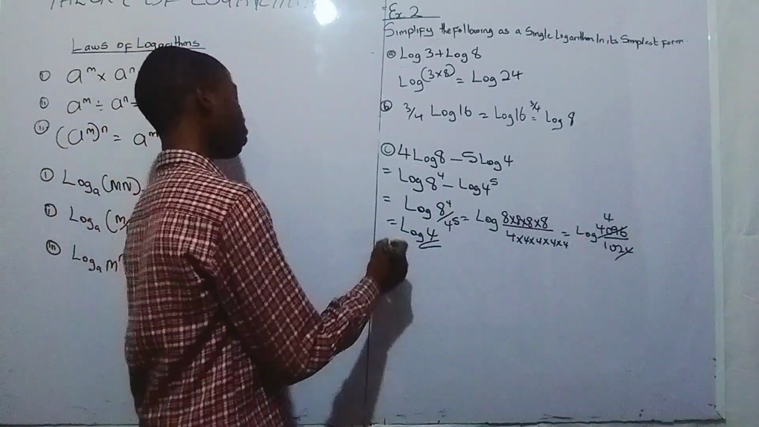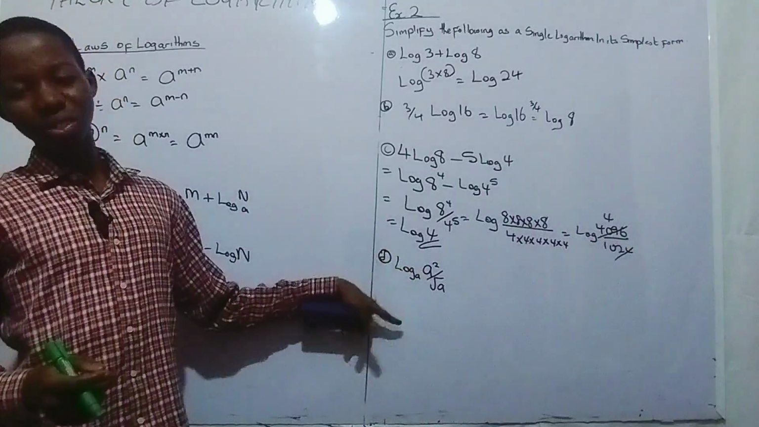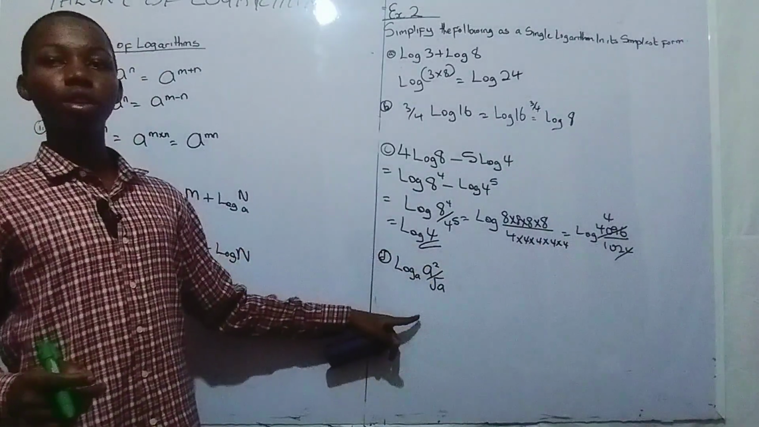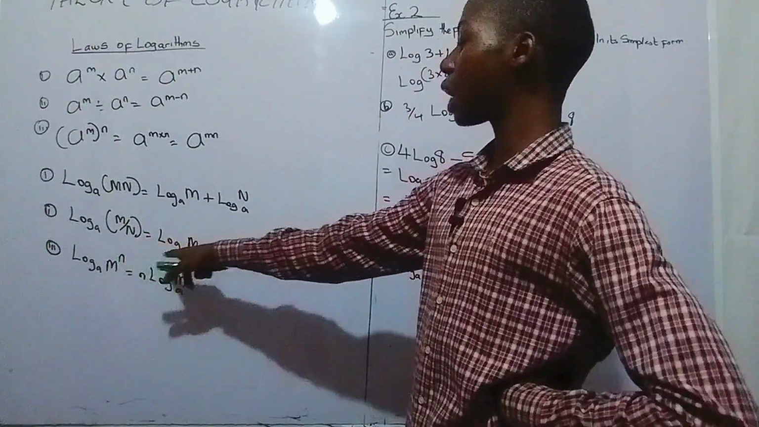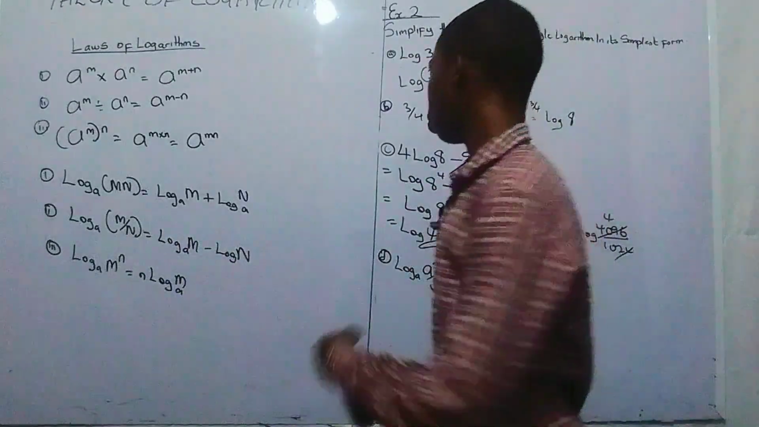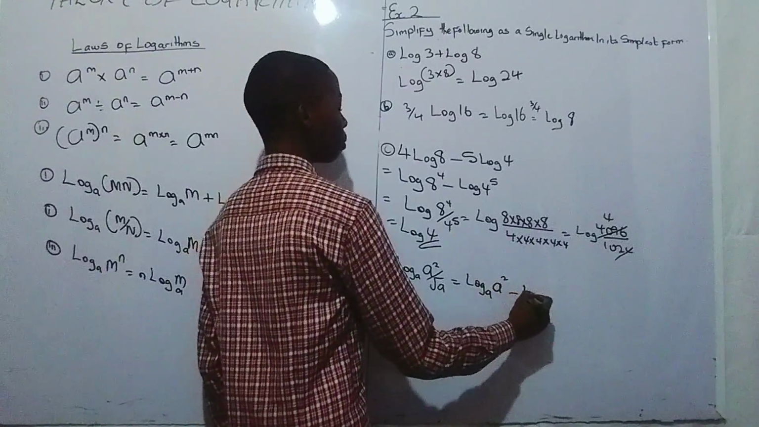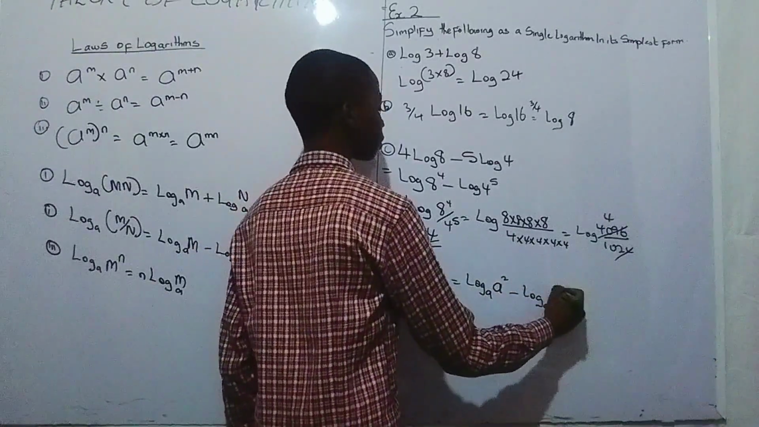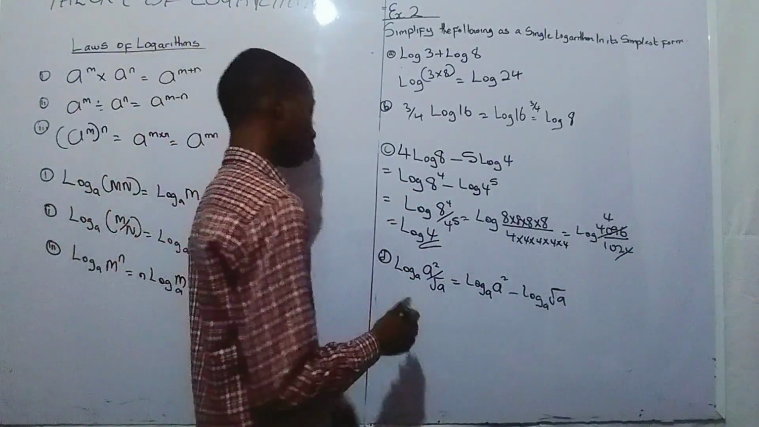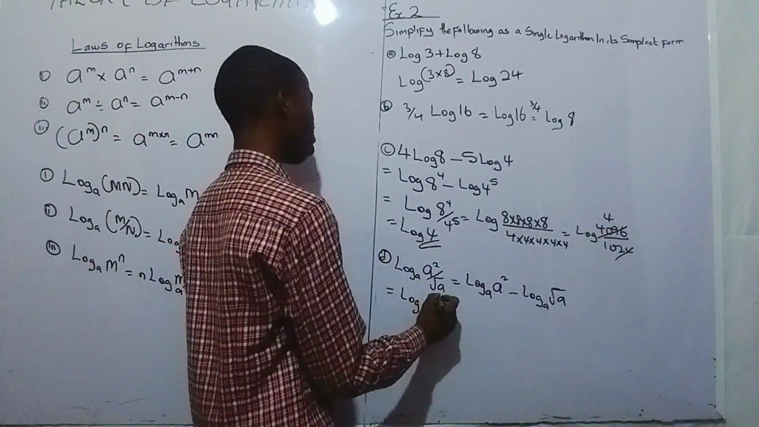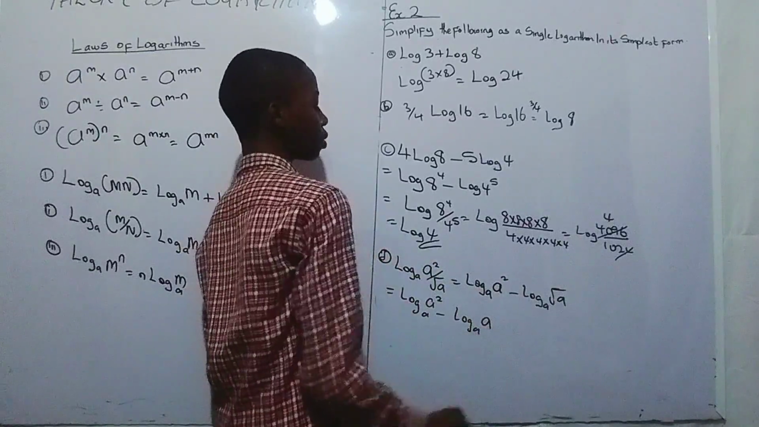So for the fourth question, we have log a square over root a to the base a. They are dividing each other. Following this law of logarithm, the division law, we have log base a raised to the power 2 minus log to the base a root a. The first thing we do here, we take the common base. So that's log a square base a minus log base a. Square root a means power half.